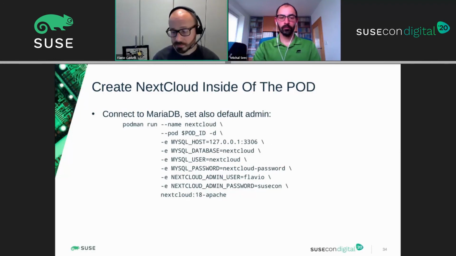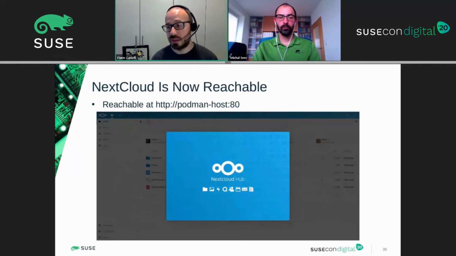Once this is done, we just have to wait a while for the containers to be pulled and for the database initialization to be done by Nextcloud. And once everything is done, we can just open the Nextcloud web interface by visiting port 80 on the host where Podman is running. So as you can see, really easy.